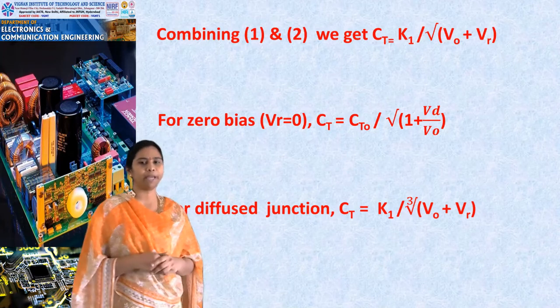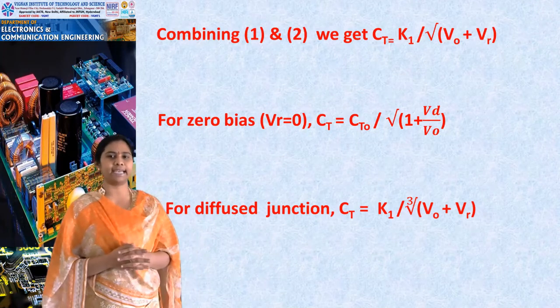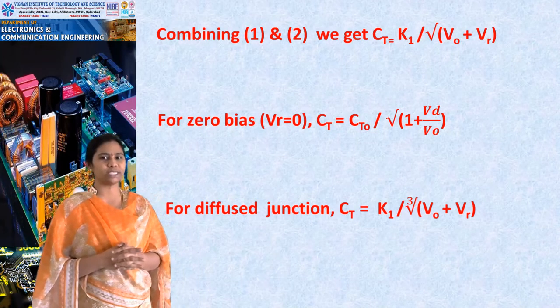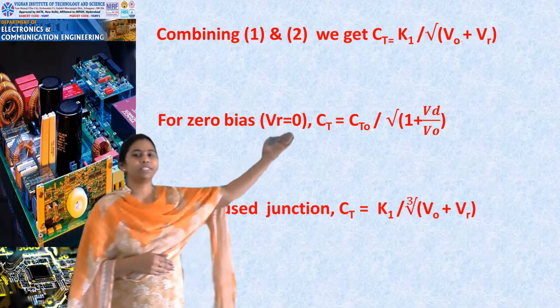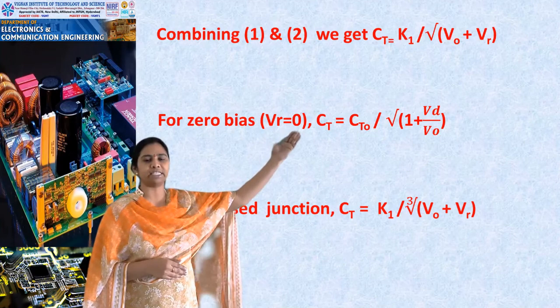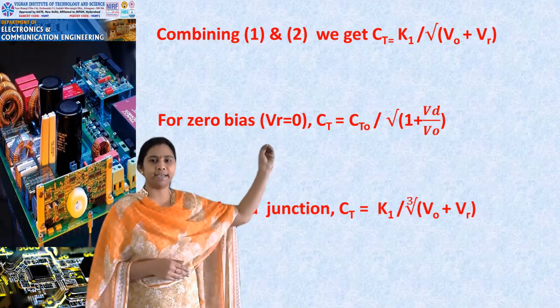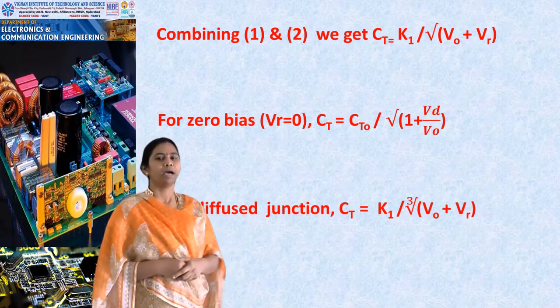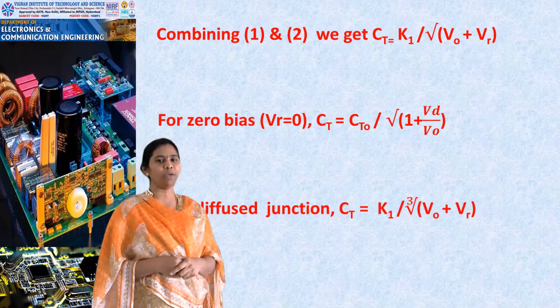If you are applying 0 voltage, that means no bias condition. If VR is equal to 0, Ct equals Ct0. Ct0 means the capacitance value at 0 bias condition. Ct0 by under root 1 plus VR by V0.